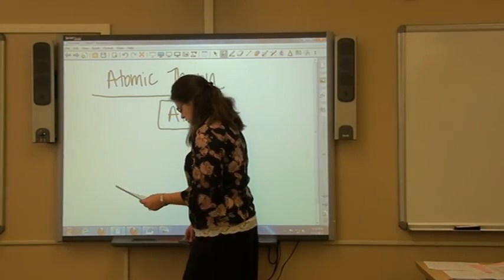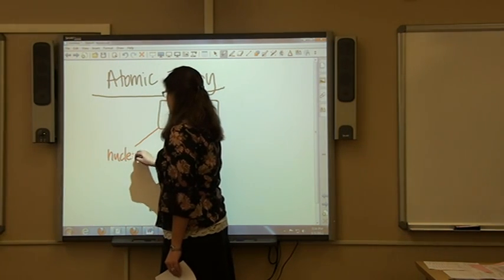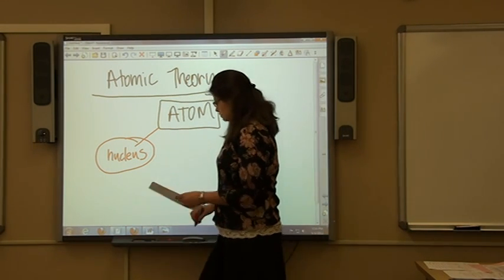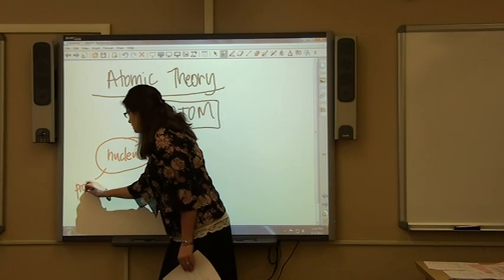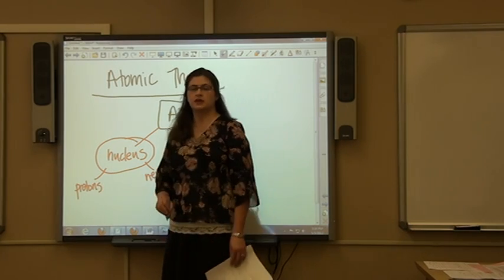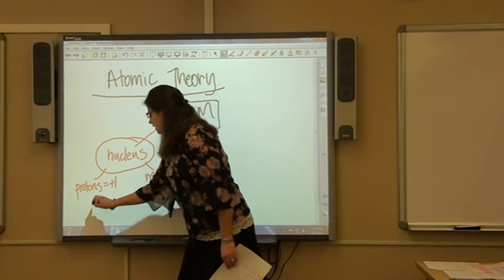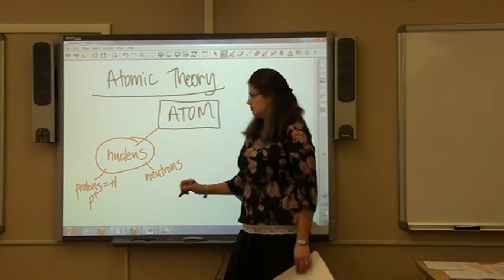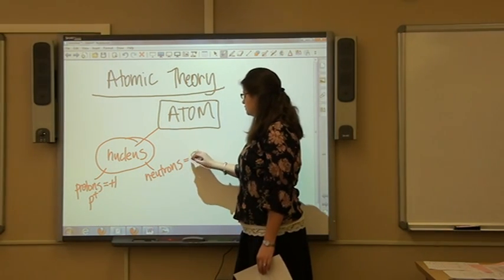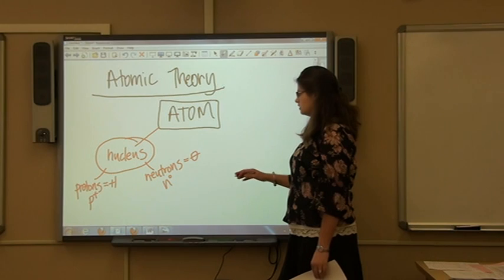Well, there are 2 parts to atoms, and there are 3 particles in atoms. The first part is the nucleus, and inside the nucleus we have things called protons and things called neutrons. Each proton has a charge of +1, and so we sometimes abbreviate protons as small p with a plus in the superscript. Neutrons have no charge, so they're abbreviated small n with a 0. They are also located in the nucleus.